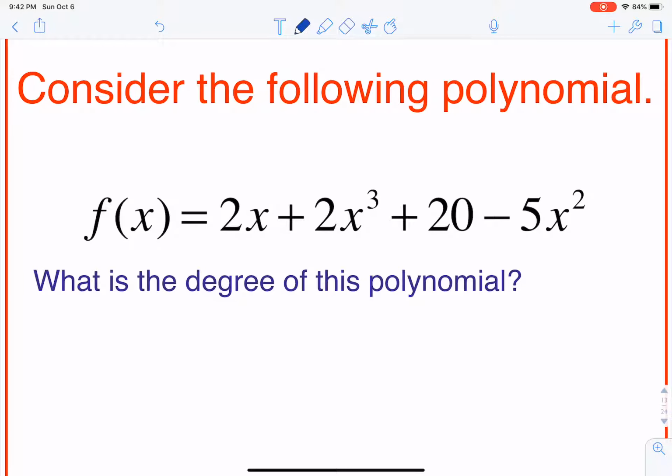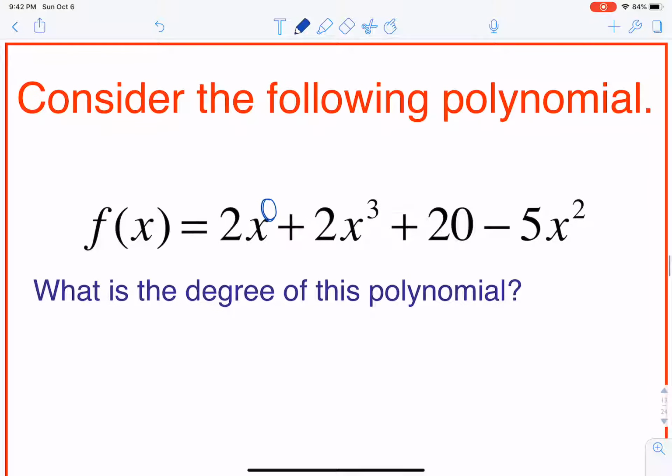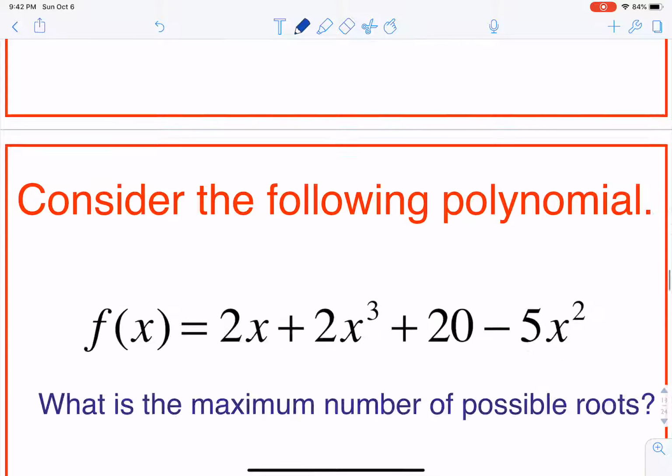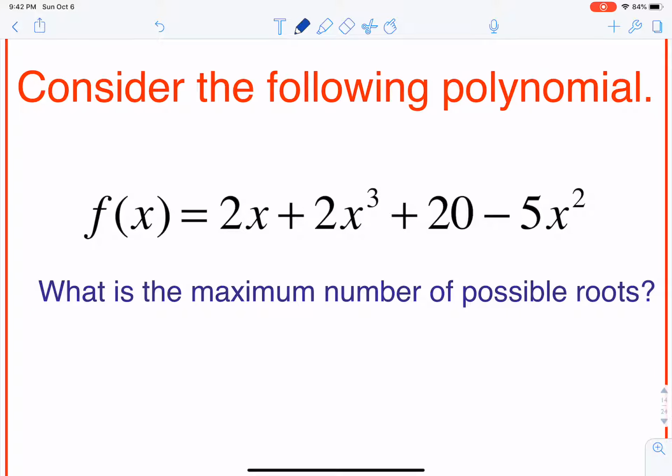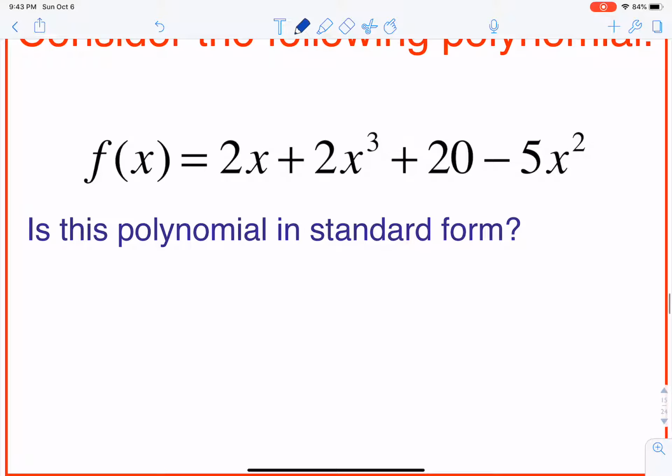What's the degree of the polynomial? I know this question is coming up soon within these slides, but this polynomial is not written in standard form. Just because this is the term that comes first doesn't necessarily mean that's the degree. Again, the degree is the largest exponent, which is 3. Consider the following polynomial. What's the maximum number of possible roots this could have? The degree of the polynomial is 3, so that's the maximum number of times that this could potentially cross the x-axis.